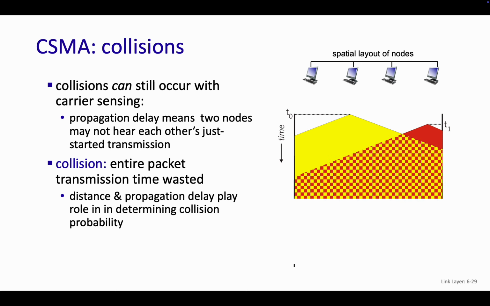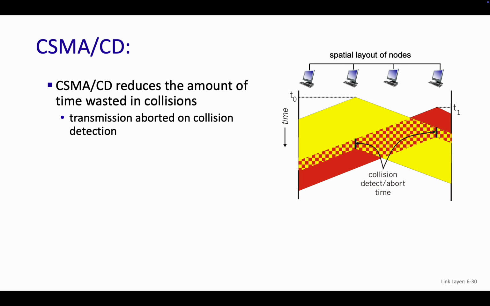So this is bad. We don't want two people transmitting at the same time. This is just wasted time. So CSMA doesn't say anything about how to deal with that case. It just says, okay, we're going to collide. So then there's, in addition to it, CSMA/CD for collision detection.